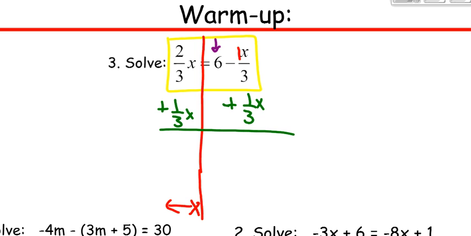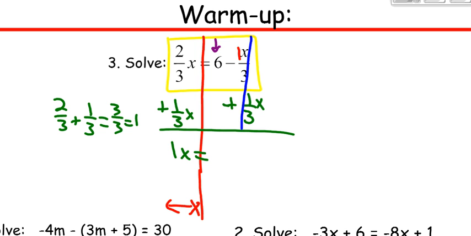So 2/3 x plus 1/3 x. So 2/3 plus 1/3: add the numerators, keep the denominator. That's going to reduce to 1x is equal to, and then of course these are going to cancel because they're opposites. One's positive, one's negative. Equals 6. And then you can get rid of the 1, or you can just divide both sides by 1. So x is going to be equal to 6. Final answer.